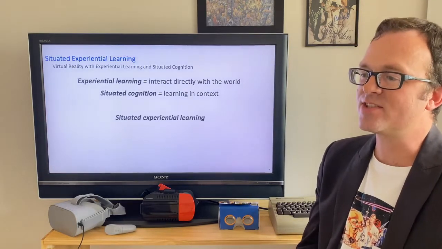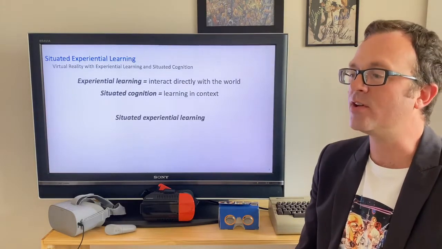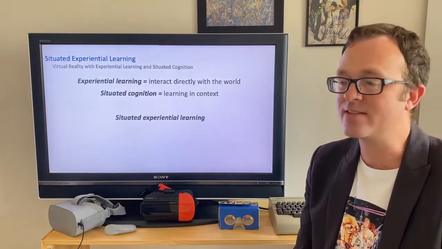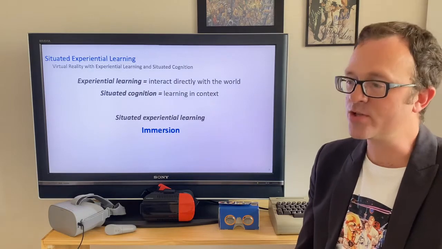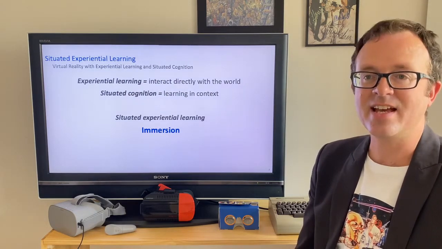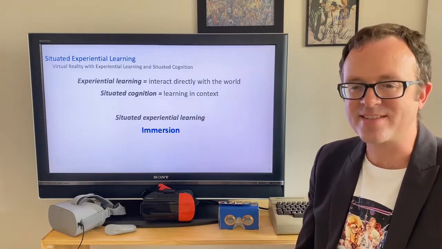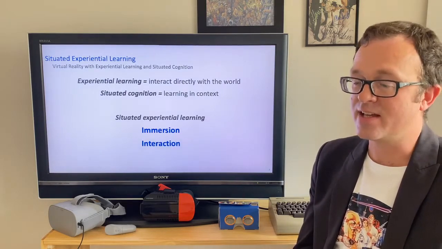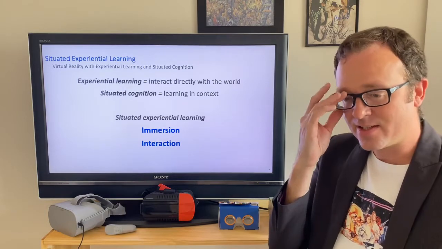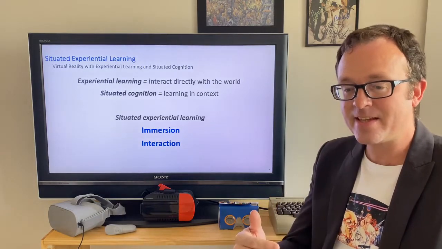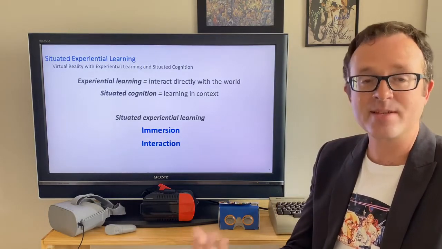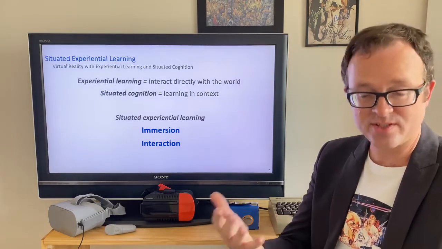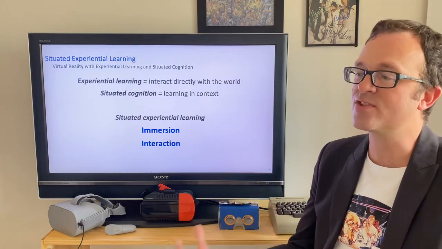So when we're talking about situated and experiential learning, there are three factors we want to be looking at when we're implementing some of these technologies. We're looking at immersion, giving the students a sense of presence within the world. We're looking at interaction. This is an important feature that is not obviously and readily available in some of these technologies, but we want the students to be able to interact with the teacher, as well as with other students.